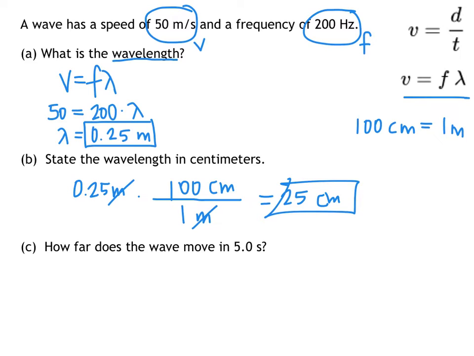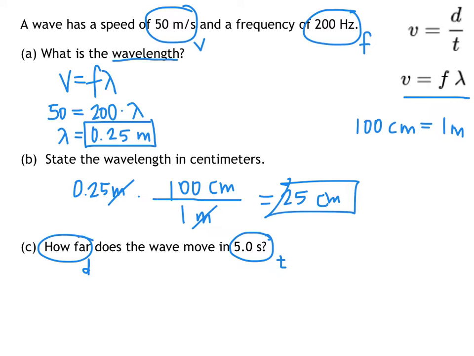All right, and the last question asks how far the wave moves. In this case, how far is not the same length as we had before. It's not the 0.25 meters. That's just the length of a single wave. This is actually talking about the wave propagating or moving through space. And so this is asking me to find a distance. This number here is a time.